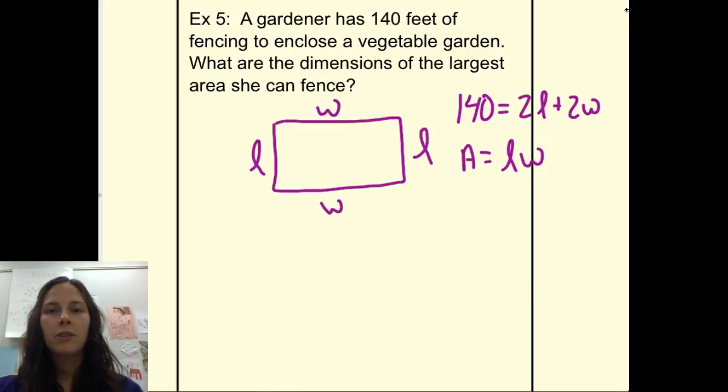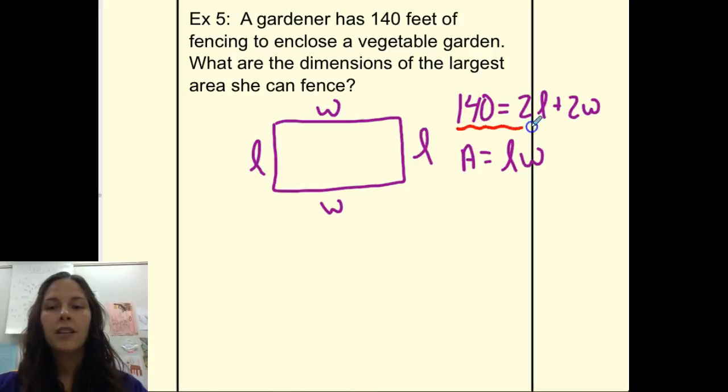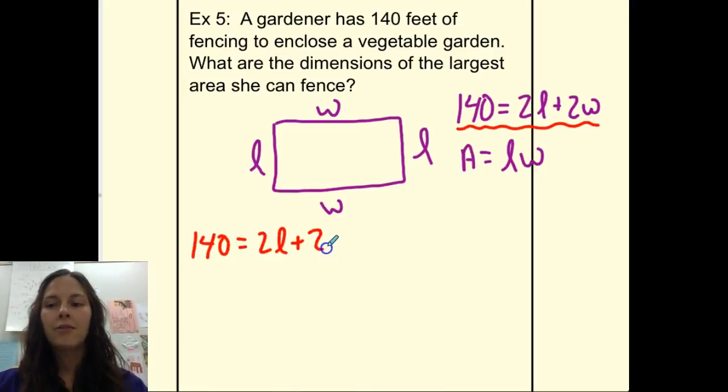The problem with this formula is that we have 3 variables. We don't know what the area or the length or the width are. So what we will do is use this perimeter formula to solve for one of the variables so that we can substitute it into our area formula and have just 2 variables to work with. It does not matter which variable you solve for. I'm going to solve for the length, so I'll subtract 2w from both sides and then divide everything by 2.